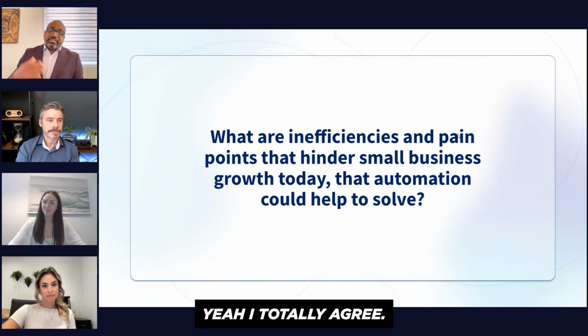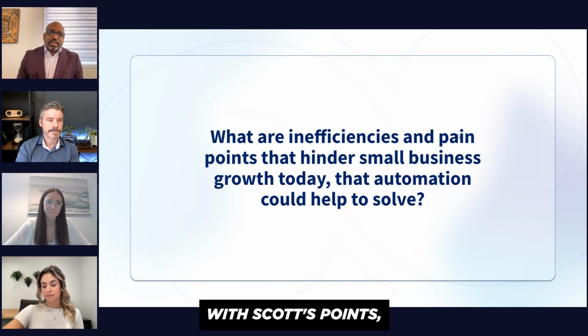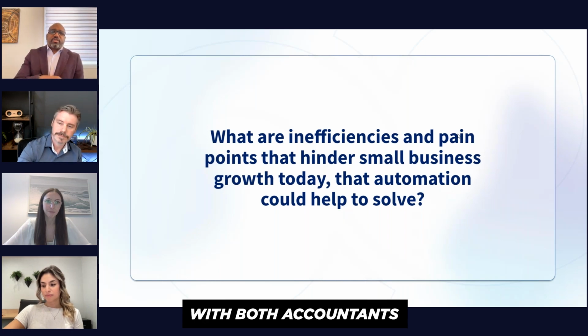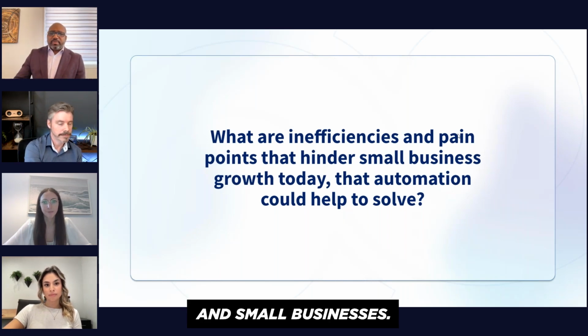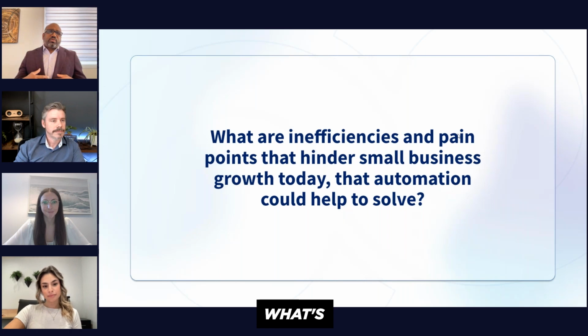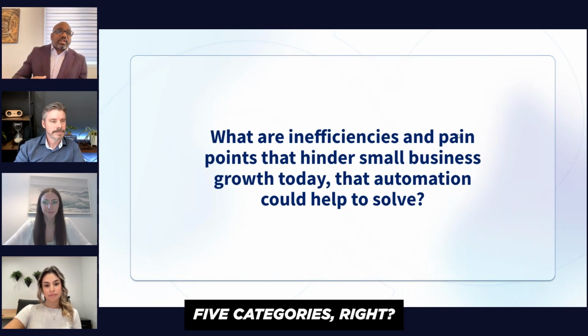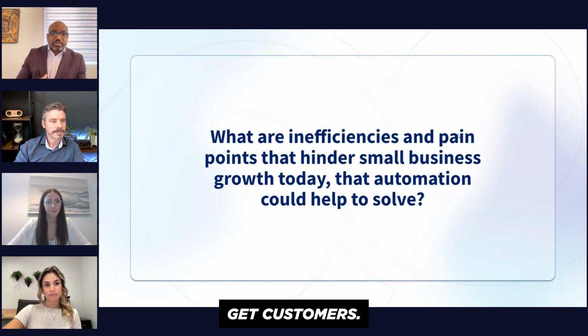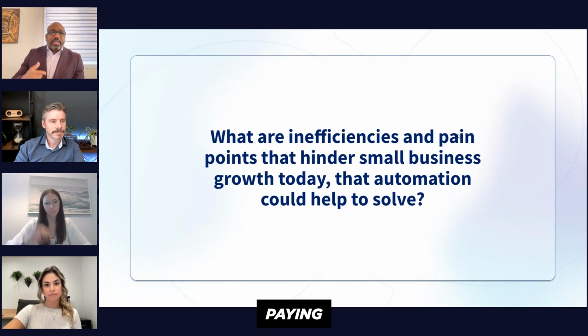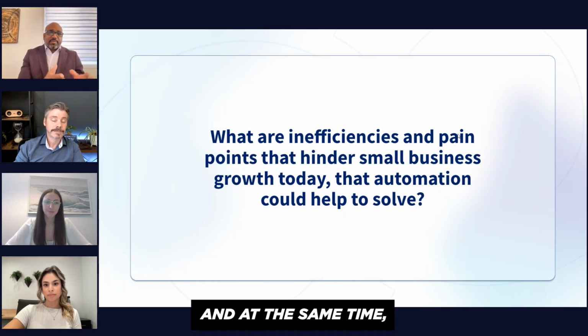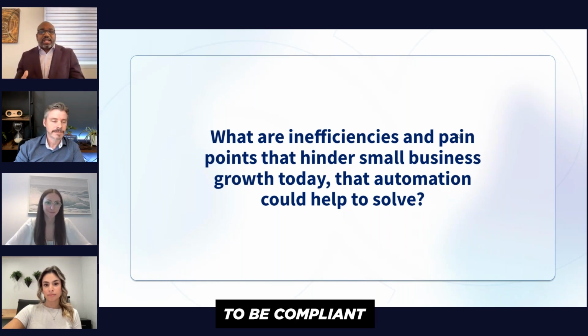Yeah, absolutely. And I totally agree with Scott's points, those are things that we hear consistently. At Intuit, when I've had conversations with both accountants and small businesses, what's important to small businesses seems to always fall into these 5 categories: allowing them to get customers, how they get paid, paying and managing their workers, getting their own work done. And at the same time, they're doing all that, looking to be compliant and organized. And so that's at the higher level.